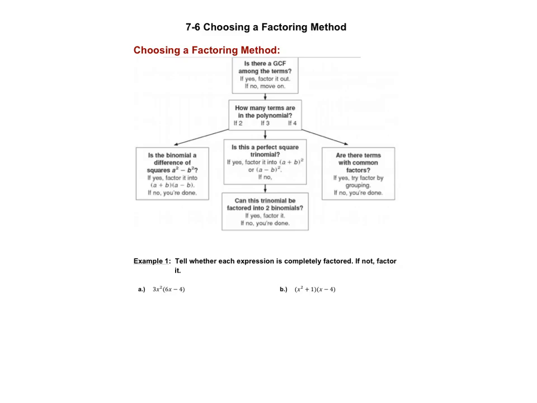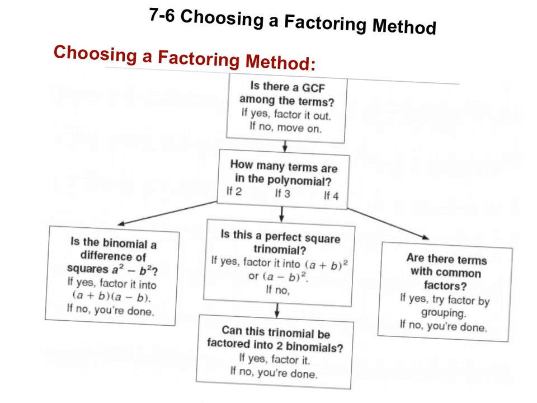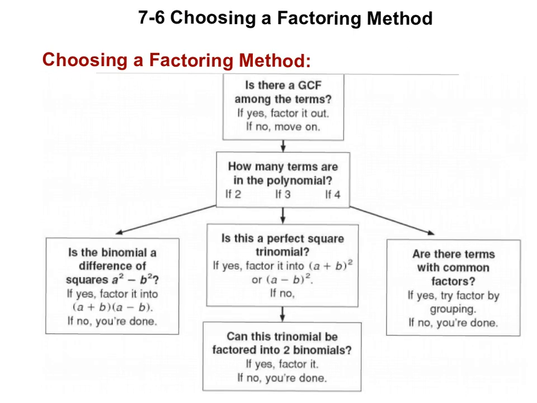This is 7-6, choosing a factoring method. When choosing a factoring method, you kind of have to ask yourself some questions. So first you see, is there a GCF among the terms? Then from there you want to decide how many terms are in the polynomial.